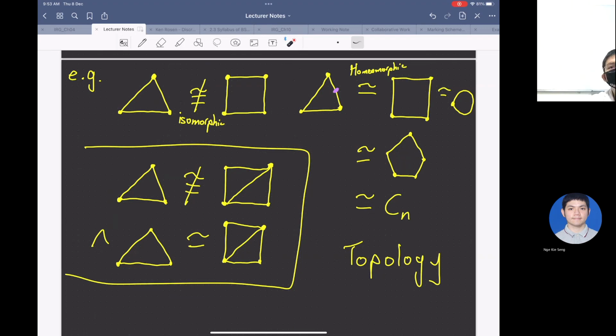I think you said it's not homeomorphic. I don't think so. It has added 2 edges.